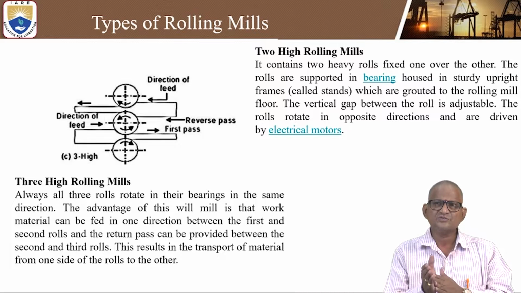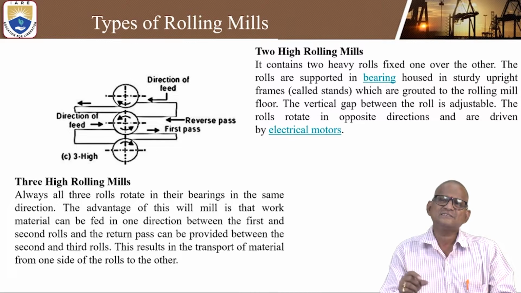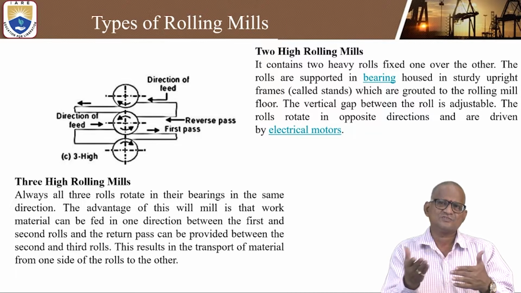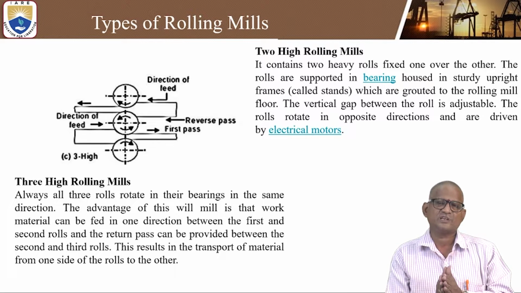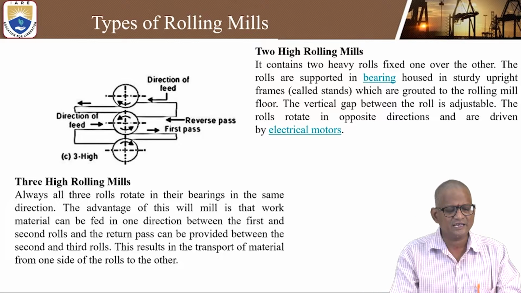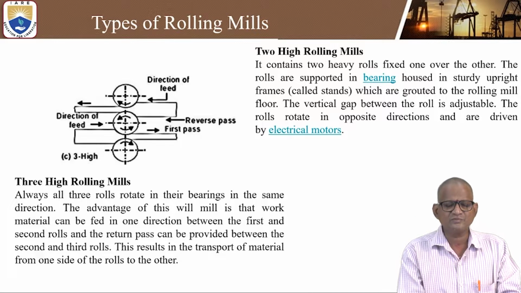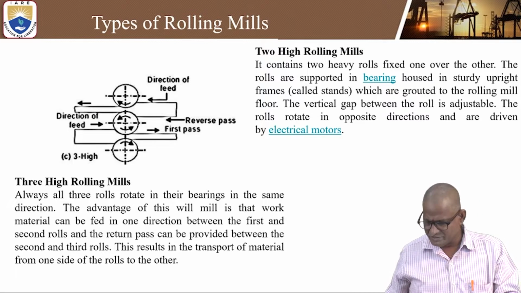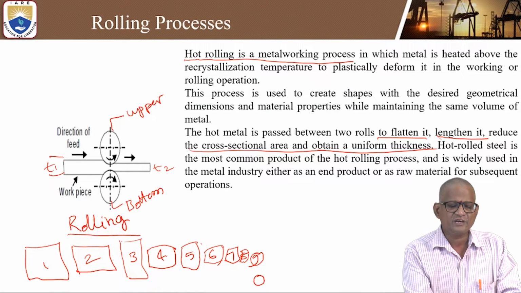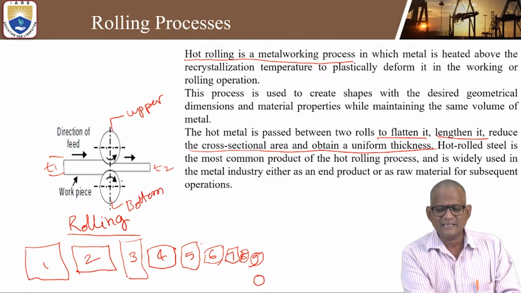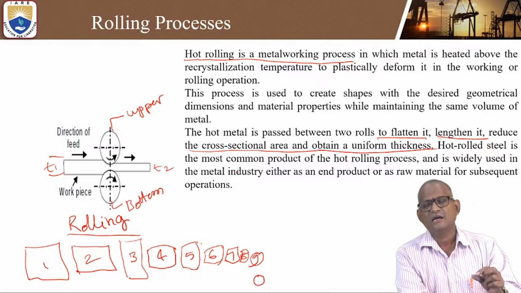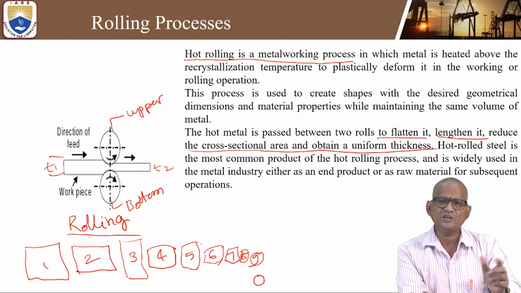Wherever it is used, the changes of the cross section and the changes of shape and size with multiple passes can be done with the help of different types of rolling mills. So let us see first this diagram. You can see the 2 high rolling mill. This is called a 2 high rolling mill, where there is one upper roller and one bottom roller, and the workpiece is fed in between these 2 rollers to flatten it, lengthen it, reduce its cross sectional area, and obtain uniform thickness. This is called the 2 high roll mill.